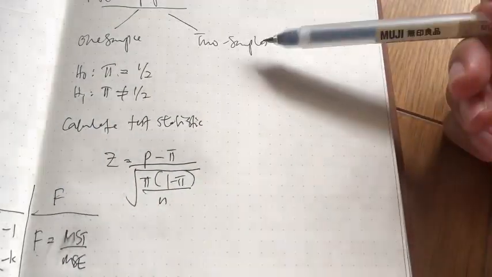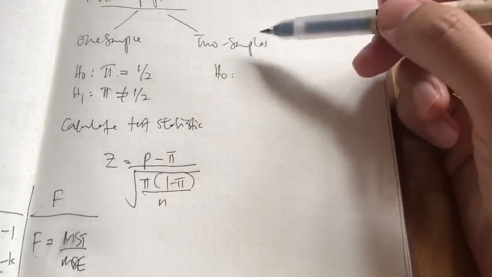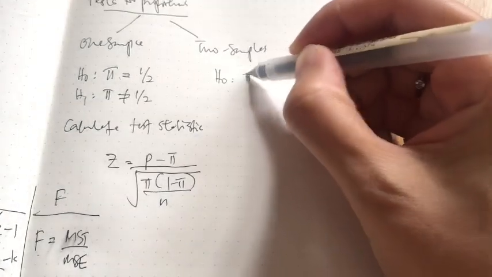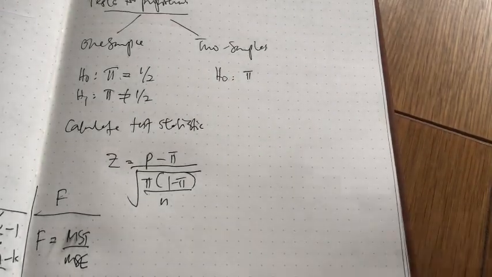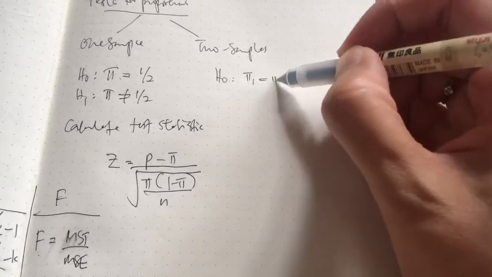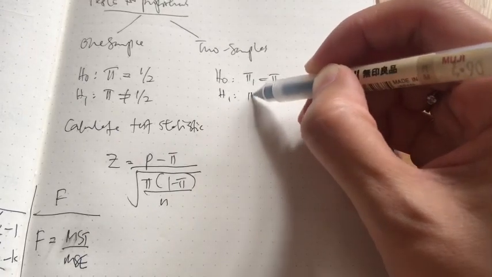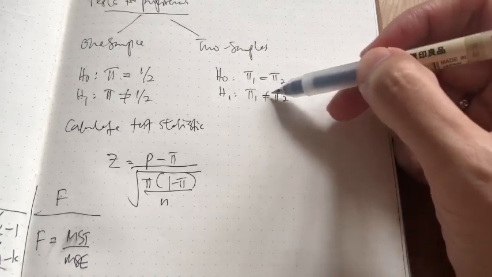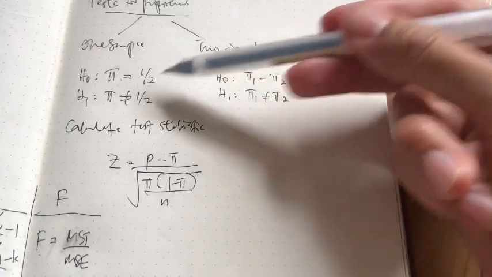Now we look at the two samples proportion test. Very simple. How do we write the hypothesis? This time we've got two samples, which come from two populations. So obviously we want to compare whether the two population proportions are equal to each other or not. So here pi 2 equals pi 1. Alternatively, they are not equal to each other, or one can be greater than the other, or one can be less than the other. So this is how we write the hypothesis. Can you see the difference?